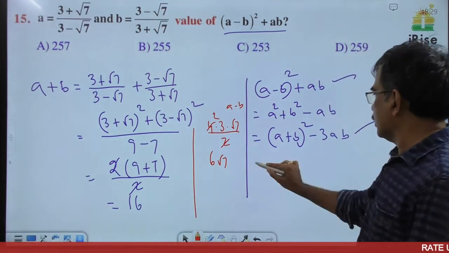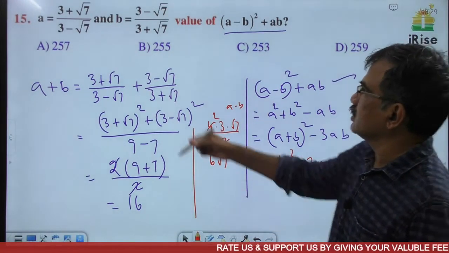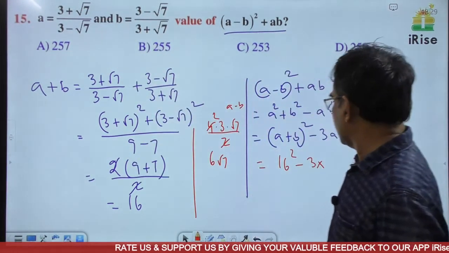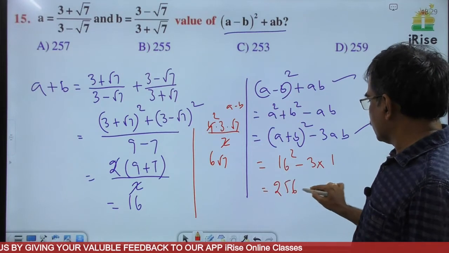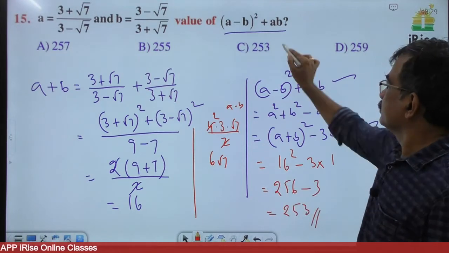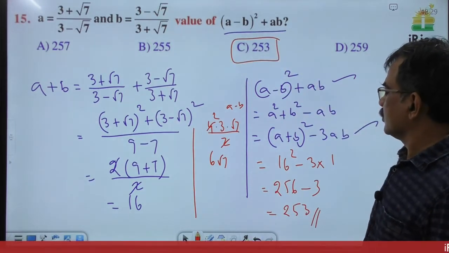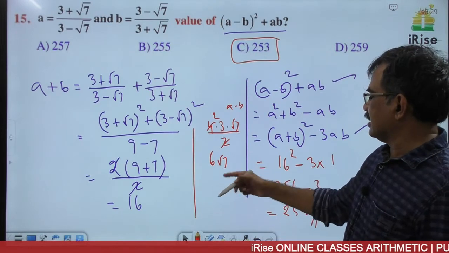If it is 16, then 16 square minus 3 into AB. Here this one is the reciprocal of the other, so AB is equal to 1. What is 16 square? 256 minus 3, which is equal to 253, is the answer. This one. Or otherwise A minus B whole square is 36 into 7.